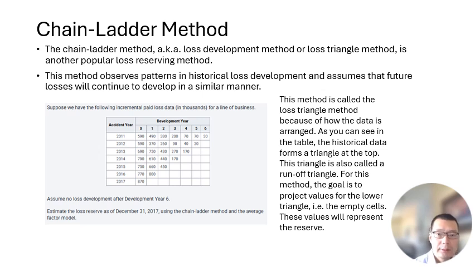This method is called the loss triangle method because of how the data is arranged, as you can see in the table. The historical data forms a triangle at the top. This triangle is also called a run-off triangle. For this method, the goal is to project values for the lower triangle, that is the empty cells. These values will represent the reserve.